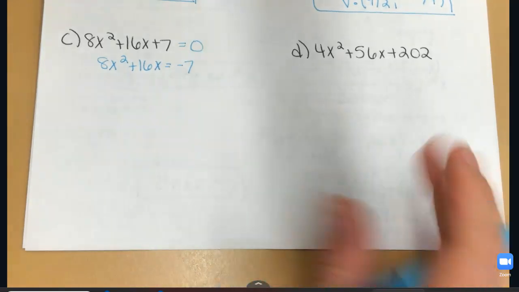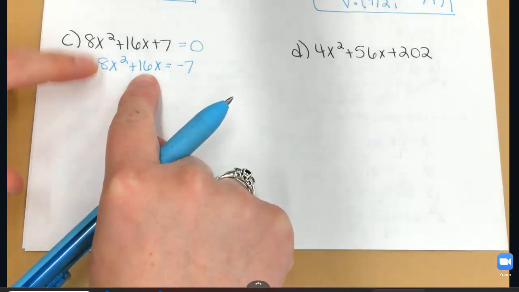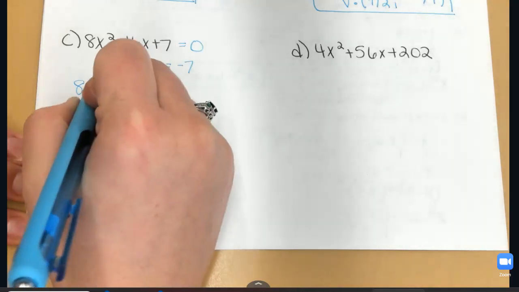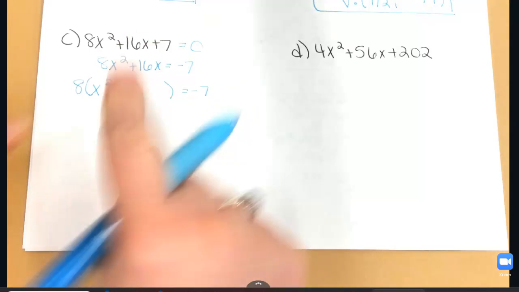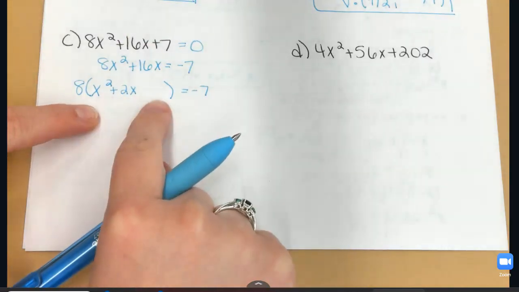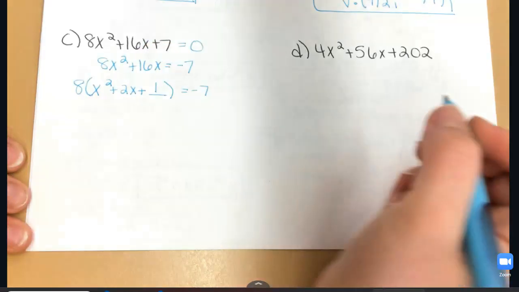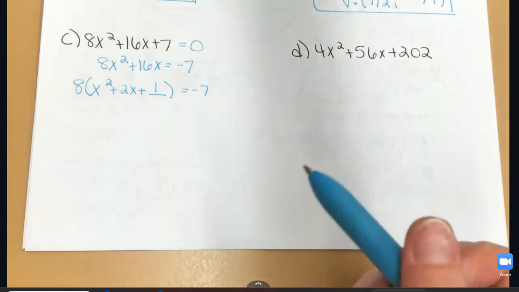So instead of dividing it, I am going to look here, and I have 8 and 16. That means I can factor out an 8. So what would that give me left over? X squared plus 2x. And this is where I'm going to create my perfect square. Half of 2 is 1. 1 squared is 1. Now for equivalence, I need to add whatever on the left to the right.